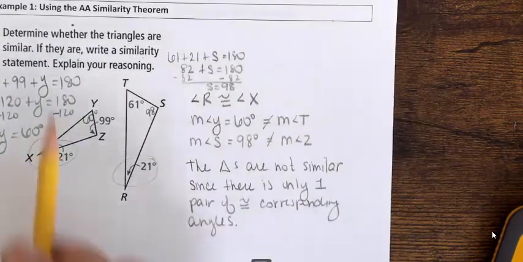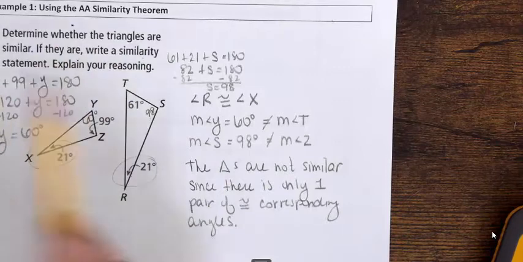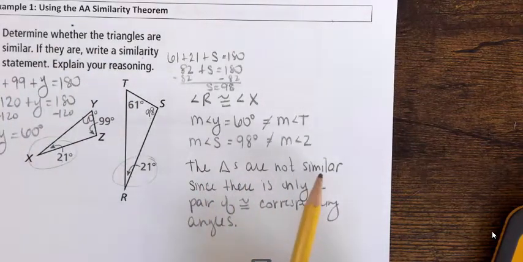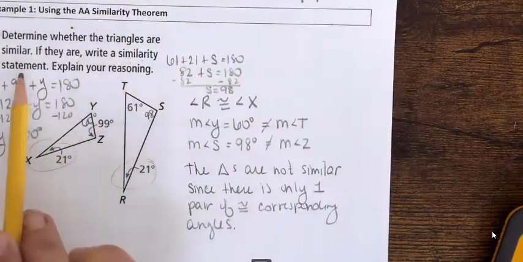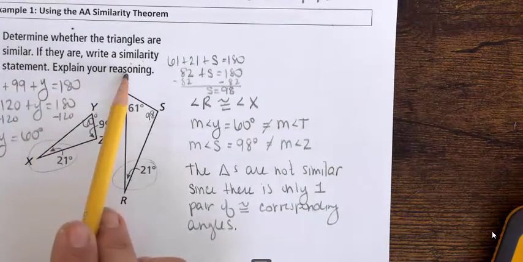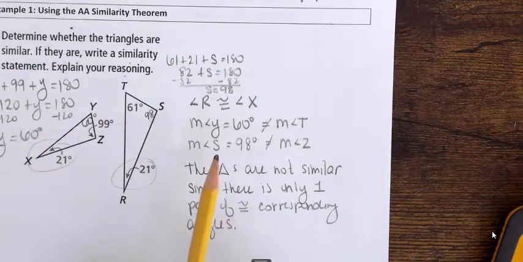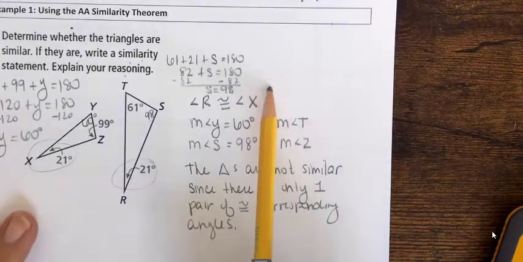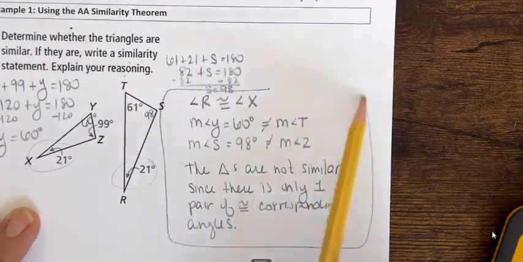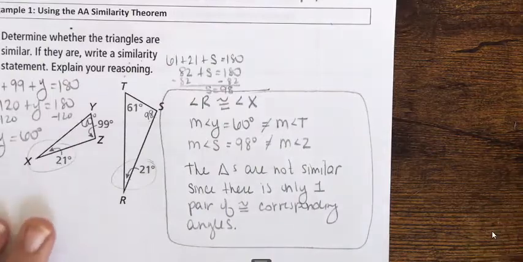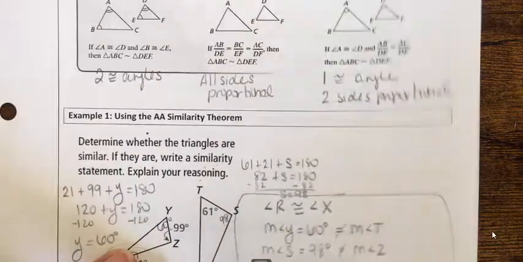Let's go back. So, determine whether the triangles are similar. Well, I said that the triangles are not similar. If they are, write a similarity statement and explain your reasoning. Okay, so I didn't have to write a similarity statement, but I did have to explain my reasoning. So I would say all of this is a very thorough answer. Full credit there. Move on to the next page.